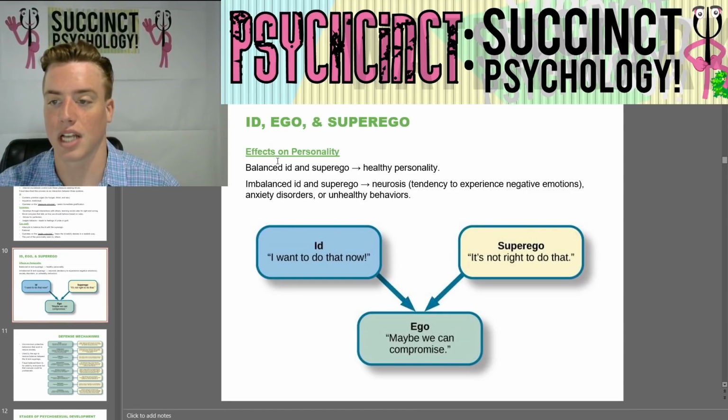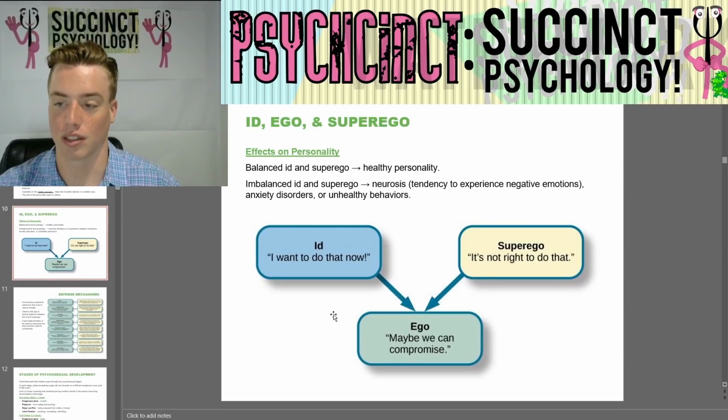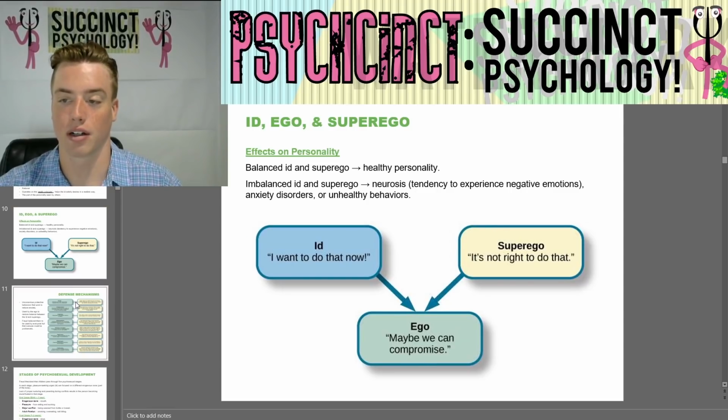So, effects on personality: a balanced id and superego equals a healthy personality. An imbalanced id and superego equals neurosis, or tendency to experience negative emotions, anxiety disorders, or unhealthy behaviors. So here's a nice little chart. Your superego, very moral, kind of superhero brain: it's not right to do that. Your id's like the villain. It's very primal, it wants the pleasure principle, wants to get what it wants right away. But your ego makes a compromise between the two, so you can accomplish what your id wants in a realistic manner.